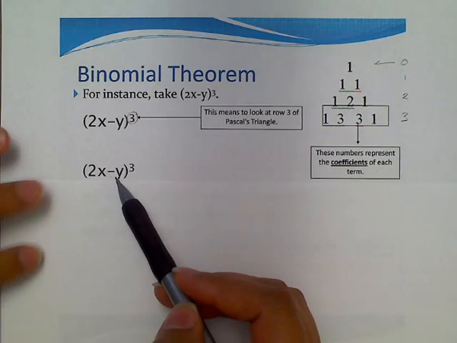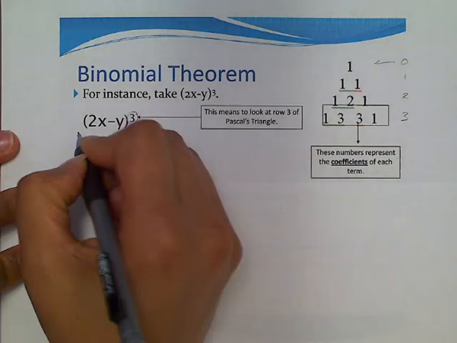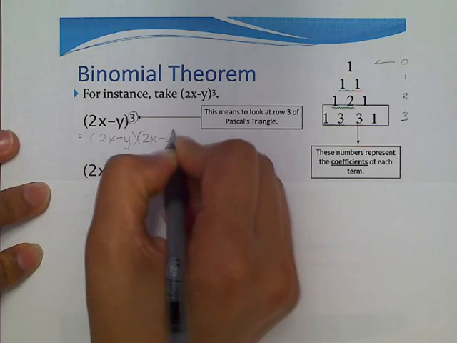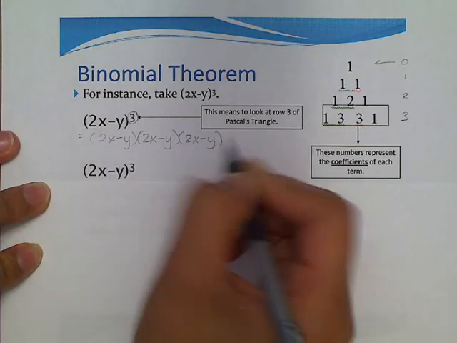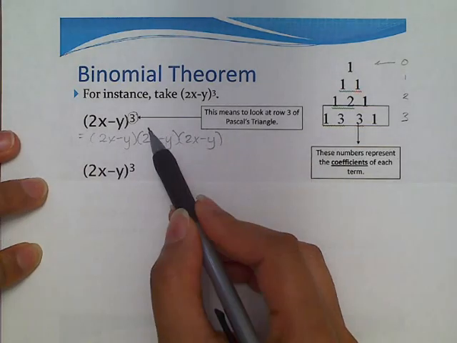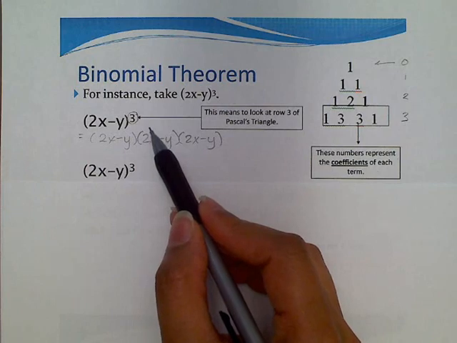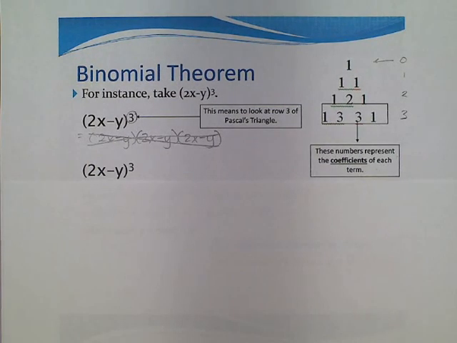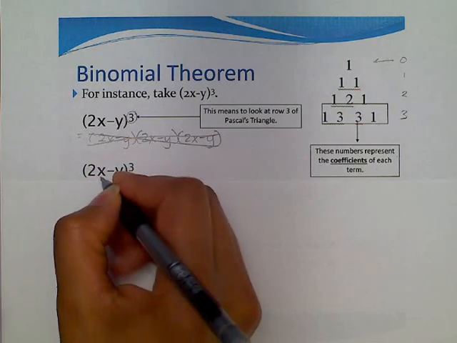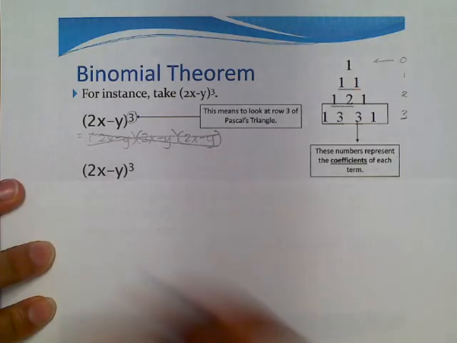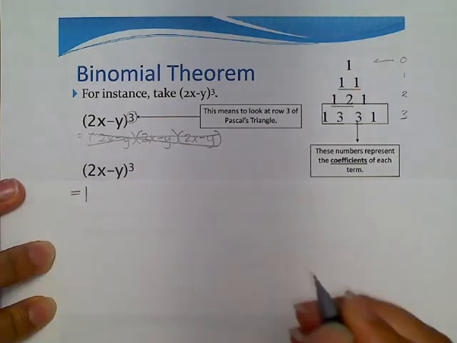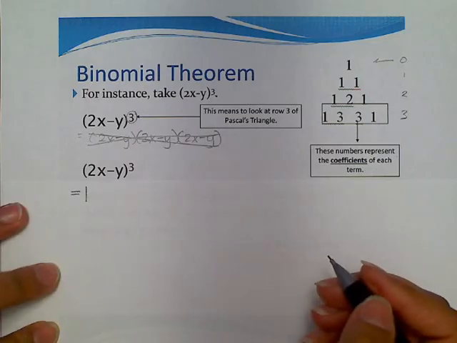Okay? And so one way to do this is to actually write 2x minus y times 2x minus y times 2x minus y. But the problem is if you have an exponent like 7, this process can be really, really tedious. So instead of writing it this way, we're going to find a different way of expanding that binomial. The way we're going to do this is to look at the 3rd row of Pascal's triangle, which represents the coefficients of each of the terms.